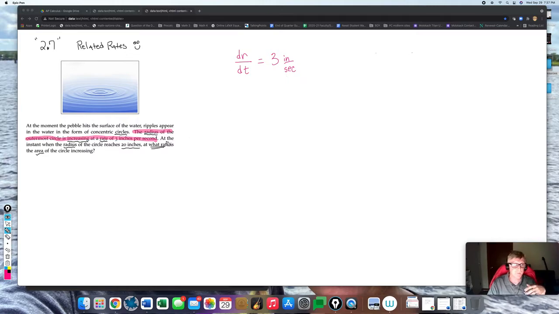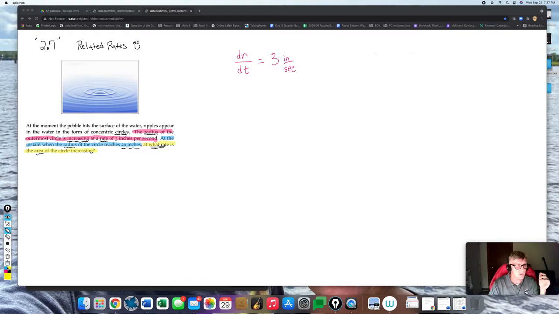Okay. Now let's go highlight another one. We'll look at the second sentence and see if we can translate from words to calculus notation. At the instant when the radius of the circle reaches 20 inches, let me change colors one more time. At what rate is the area of the circle increasing?